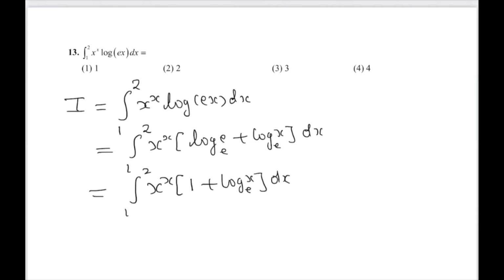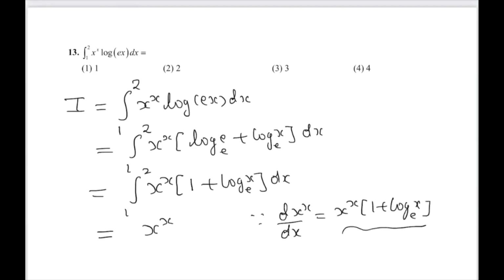The integral of this expression is x^x only, because we know that the derivative of x^x is x^x into (1 plus log x). So the integral of this is x^x from 1 to 2. Upper limit 2 squared minus lower limit 1 to the power 1. That is 4 minus 1, 3. So the correct answer is option 3.